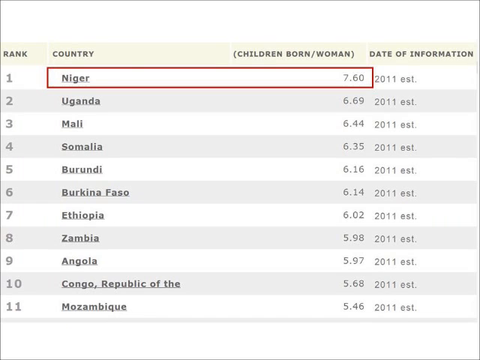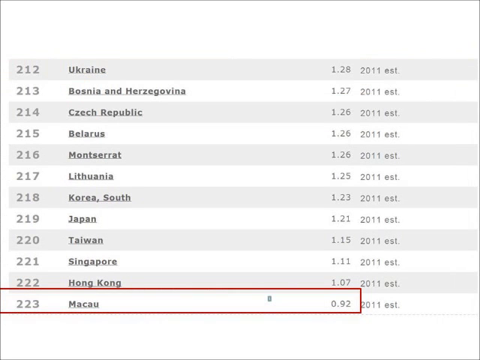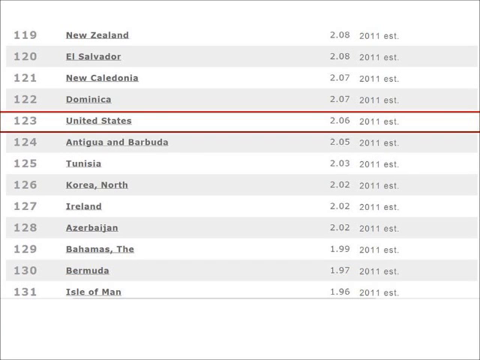Here are the world's fertility rates from the CIA World Factbook. Niger tops the list with 7.6. Macau, at a rank of 223, has the world's lowest fertility rate. The United States has a rank of 123, with a fertility rate of 2.06. This is below the replacement level of 2.1. The idea of the replacement level is that if a woman gives birth to about 2 children, then the 2 children will replace her and the baby's fathers upon their deaths.